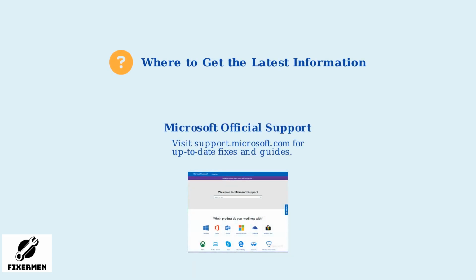To stay current with the latest fixes for Outlook offline mode issues, visit Microsoft's official support website at support.microsoft.com. This site provides detailed guides, troubleshooting steps, and updates directly from Microsoft.